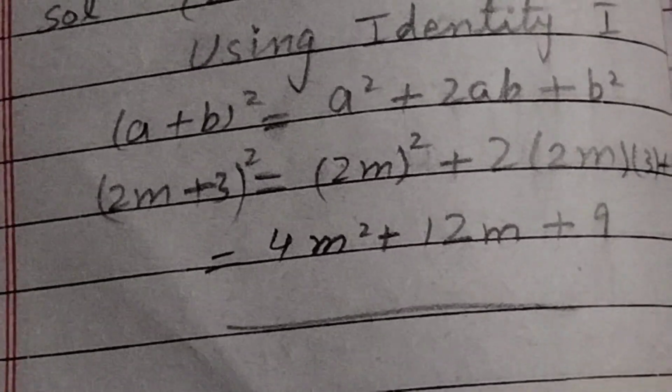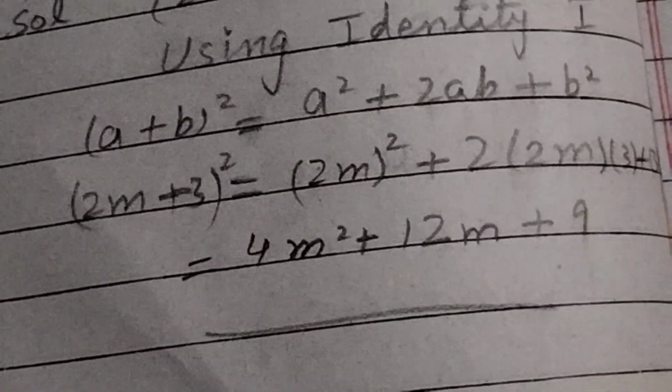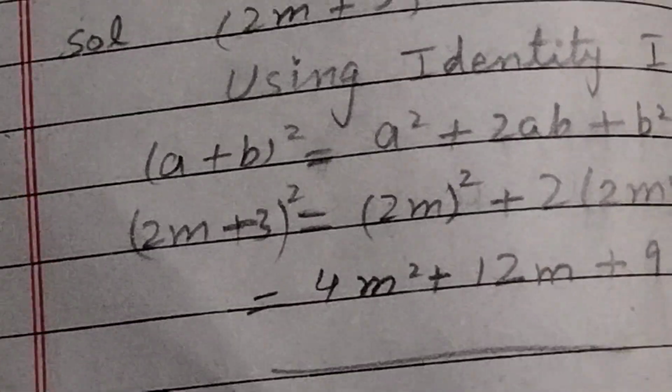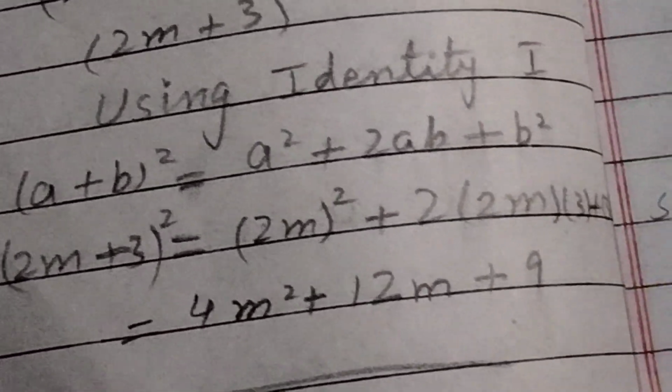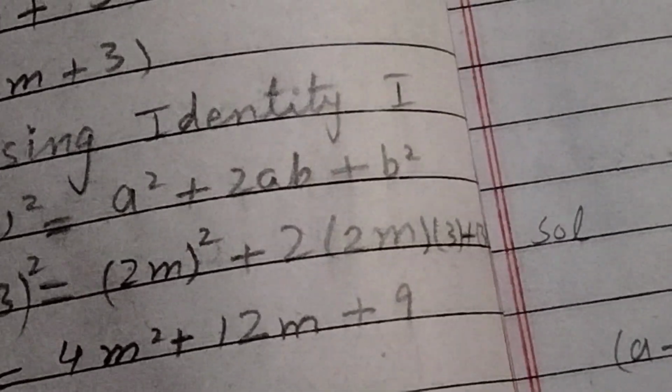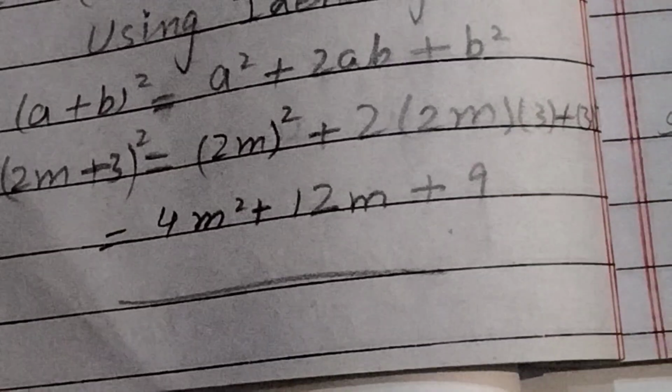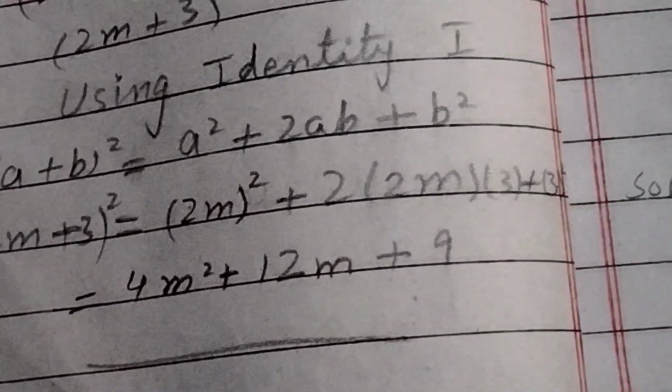Part B, we solve this part using identity number 1, which is this, and putting the values of 2m plus 3 whole square is equal to 2m square plus 2 times 2m times 3 plus 3 whole square. So after multiplication we get 4m square plus 12m plus 9.